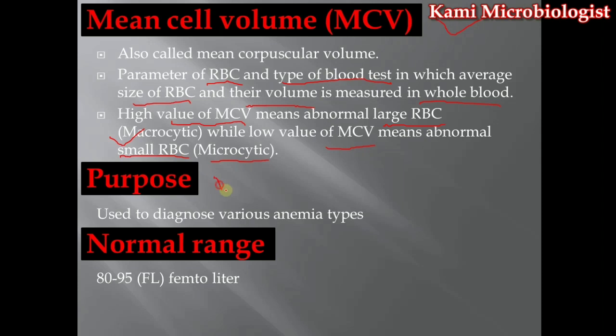What are the advantages of this test? The main advantages, or the purpose or uses of this test, is to diagnose all types of anemia. Then the normal range. Now the normal range of MCV in both male and female is 80 to 95 femtoliter.